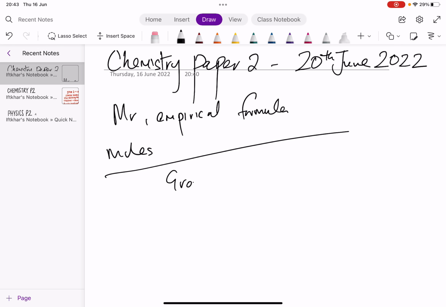Group 1 and group 7. Now please bear in mind that for foundation, group 1 is mentioned on the advanced information. For higher, group 1 is not mentioned on the advanced information, and neither is group 1 mentioned on the triple. However, unless it says specifically topics not assessed, I would still be cautious of revising these topics.